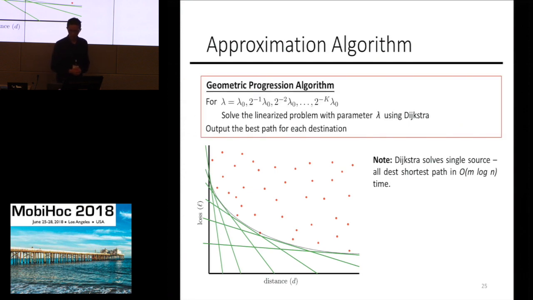So the particular way that we do this is that we can use the geometric progression on the lambda. I mean, we can generate lambda sequentially, and in each step we can generate a new lambda by multiplying the previous lambda by a small factor. And given that we have this set of lambda, we can solve the corresponding linearized problem using Dijkstra's algorithm for all destinations at the same time. And then for each destination, we can output the best path. And this will give us a good approximation.